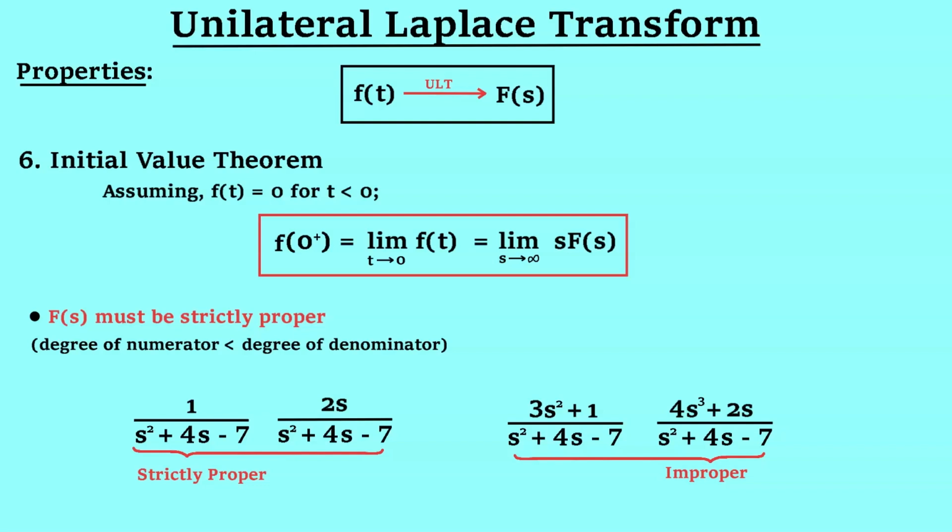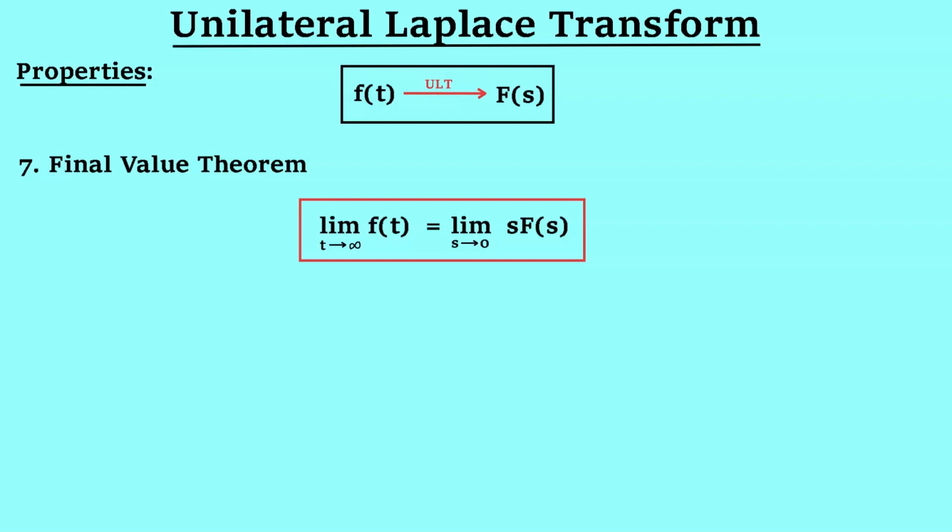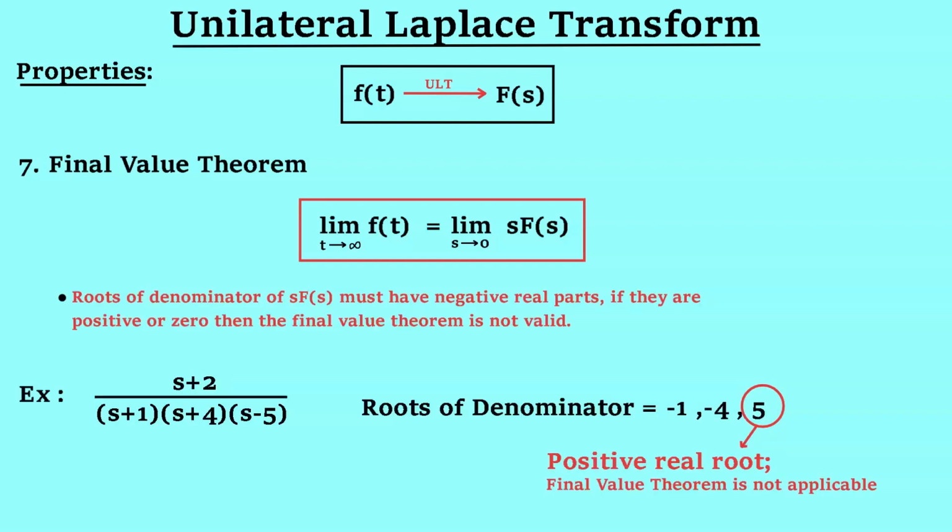The next and the last property is final value theorem, as per which we can find limiting value of function f(t) from its Laplace transform. For that we have to first multiply the Laplace transform with s and find its limiting value when s tends to 0. Here also we have one limitation, which is the roots of denominator of sF(s) must have negative real parts. If they are positive or 0, then the final value theorem is not valid.